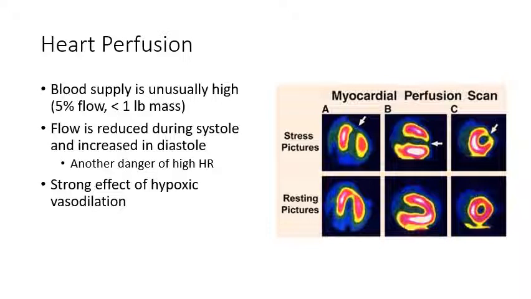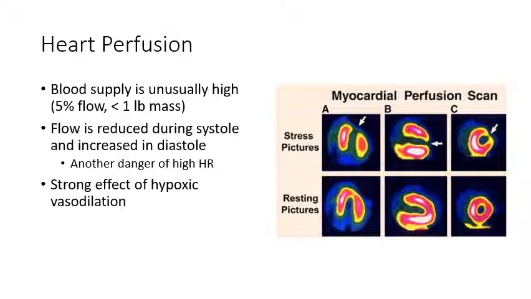To put that in perspective, the heart is usually less than a pound in mass. It is bigger in men than in women, but it should always be less than a pound. So that's a very small percentage of your total body weight, but it's accounting for 5% of all the blood flow through capillaries in your body. So blood flow is very outsized compared to its actual mass.